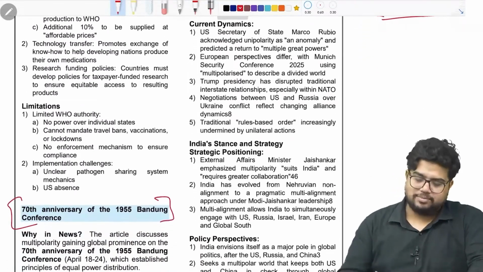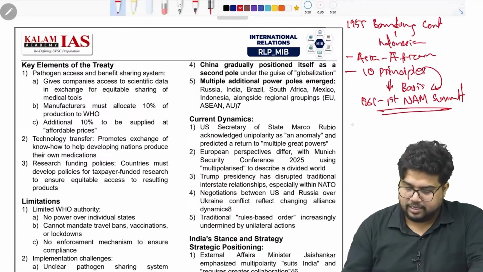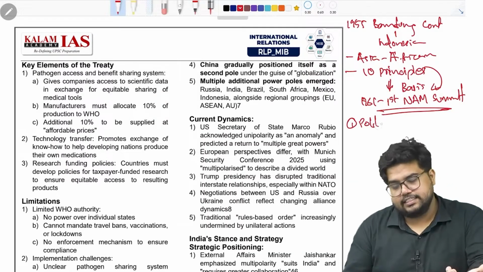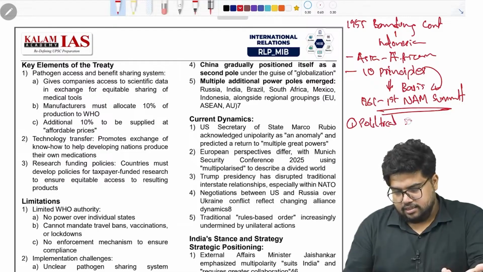And what are these principles? They are very similar to Panchsheel, so you can just connect it. Political self-determination, mutual respect.